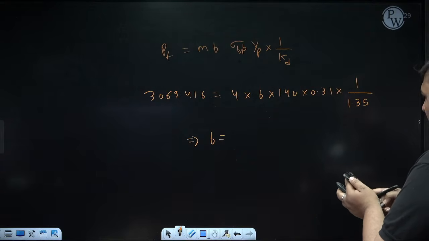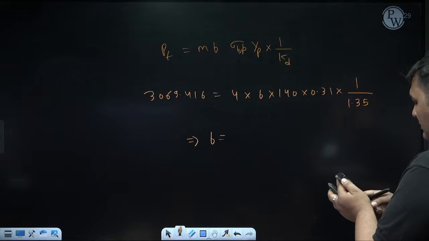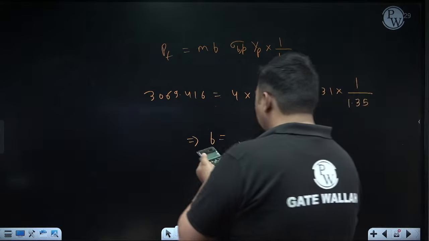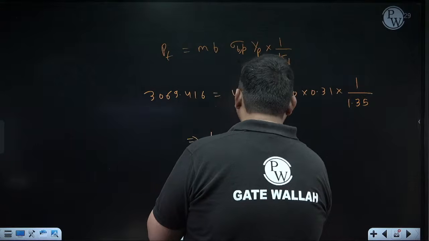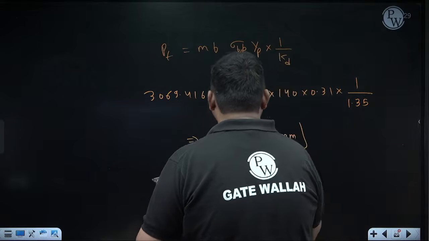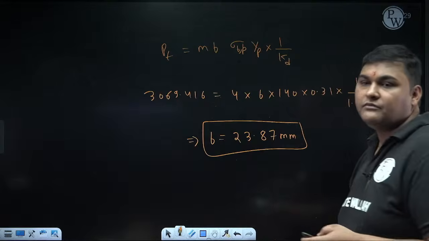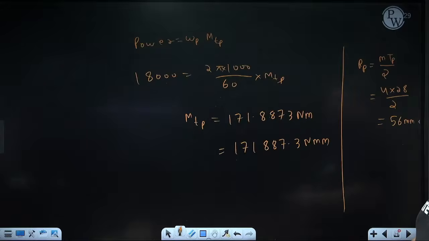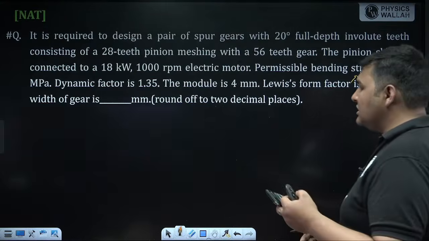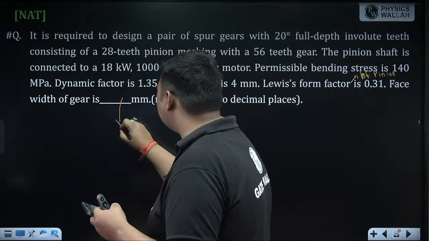3635 divided by 4. You can check the calculation. It is coming 23.87 mm. Now see which option is near to this. So your limiting value of face width is coming 23. See, it is a NAT question. So it is coming 23.87 mm.